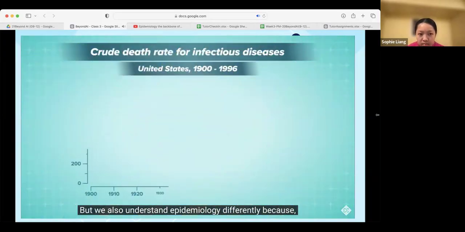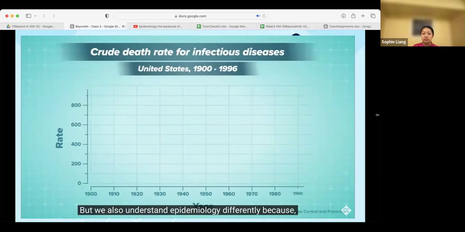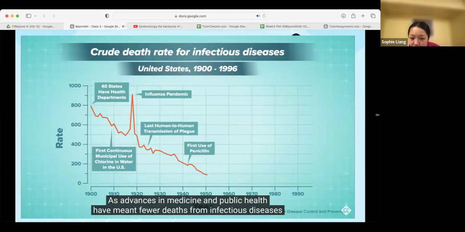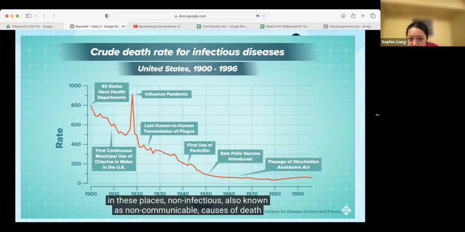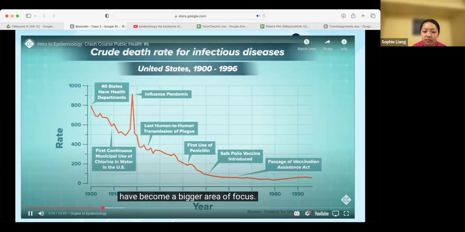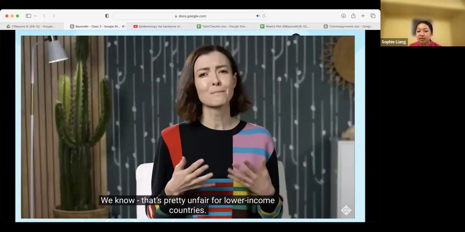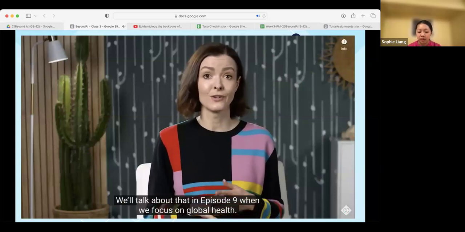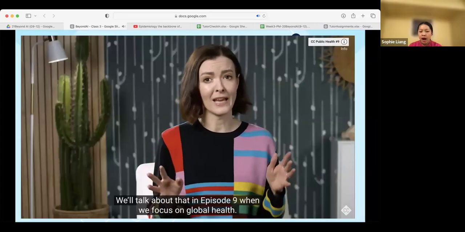But we also understand epidemiology differently because, at least in high-income countries, causes of death have changed. As advances in medicine and public health have meant fewer deaths from infectious diseases in these places, non-infectious, also known as non-communicable causes of death, have become a bigger area of focus. We know that's pretty unfair for lower income countries. We'll talk about that in episode 9 when we focus on global health.